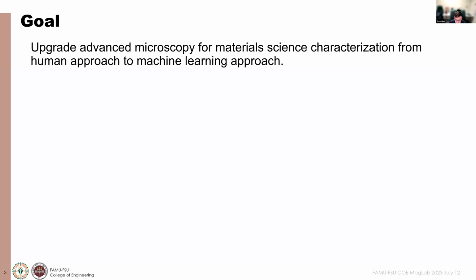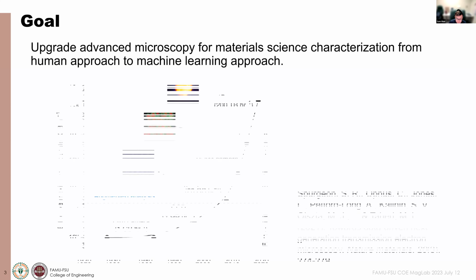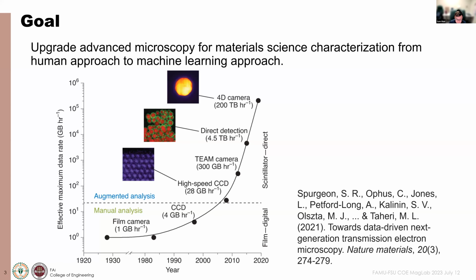The motivation here is that since the first CCD cameras came, we have had a tremendous amount of data. We have gradually increased from 4 GB per hour, and nowadays, because of 4D STEM, we are acquiring almost 100 terabytes per hour. So it's almost impossible for a human to analyze such an oversampled amount of data.